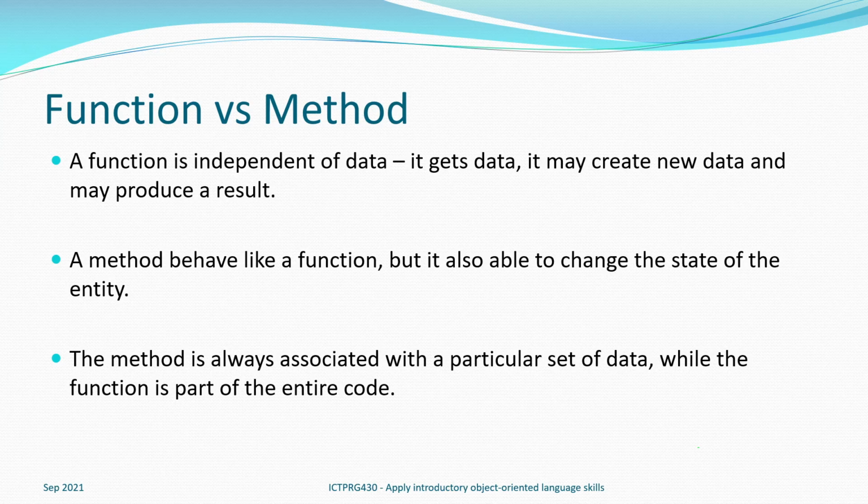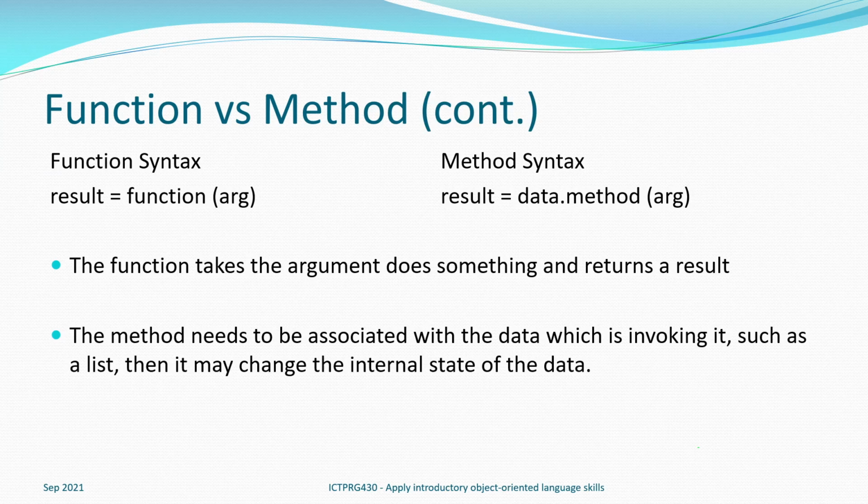Now, we need to be careful between functions and methods. A function is dependent on nothing. In other words, it can retrieve data, create data, or produce results from data. Whereas a method performs like a function, but it is dependent on its data set. So a method is linked to the data set, whereas the function is part of a program.